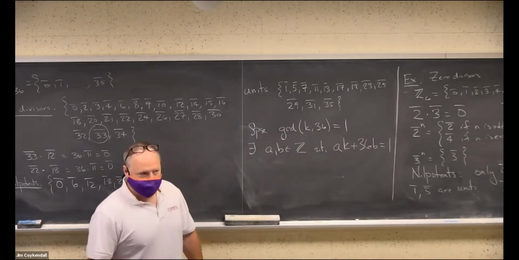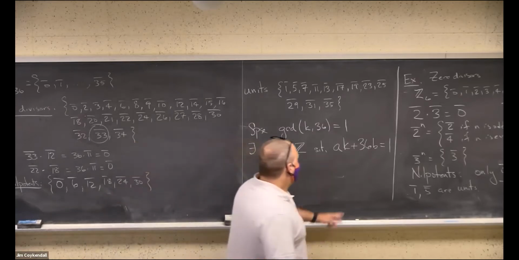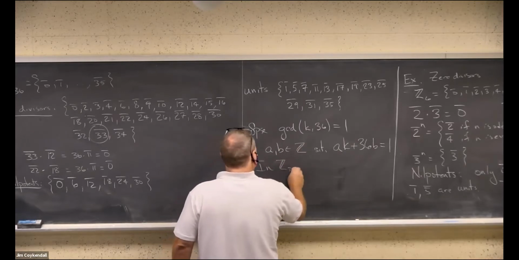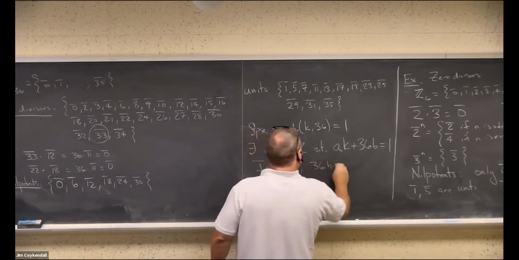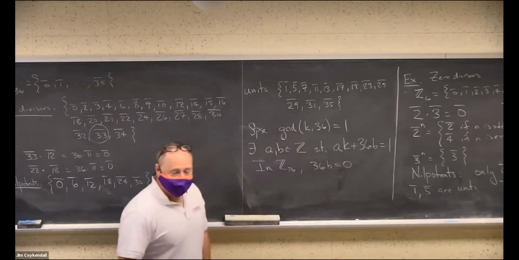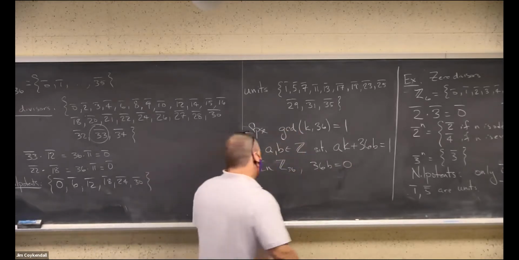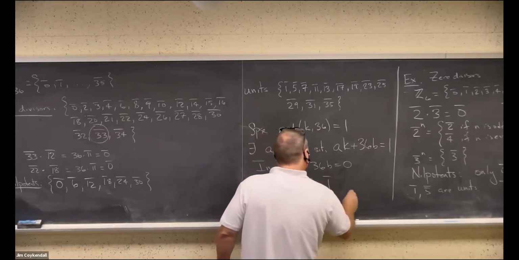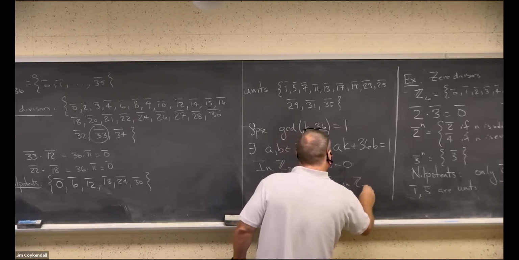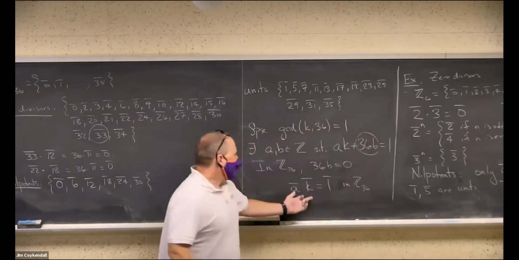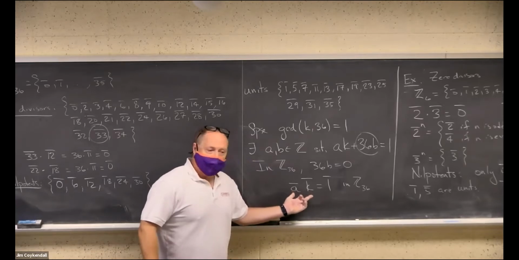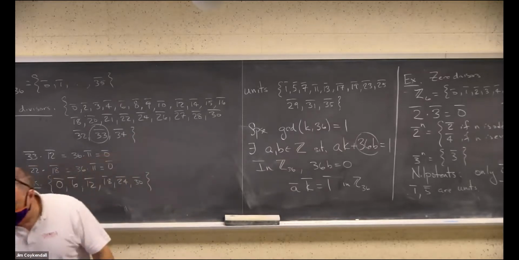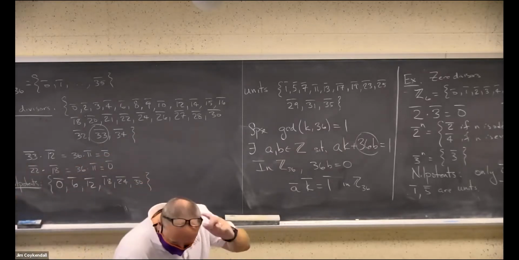Do I agree with that? Now, in Z mod 36, 36B is equal to 0, right? So this gives us A bar times K bar equals 1 bar in Z 36. Because that thing's gone. And so this K bar is a unit. So all of these guys are units. In fact, you might muck around with it and see if you can figure out the inverse of some of them.